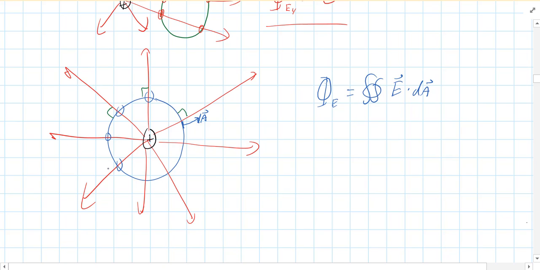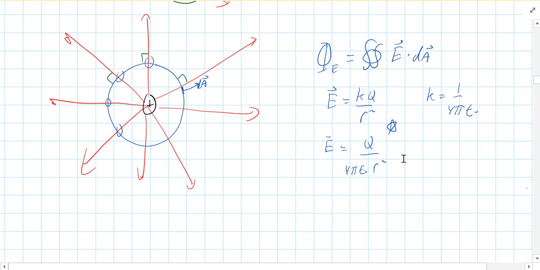So what is that field strength? For a point charge, E is equal to kQ over r squared. Now I'm going to rewrite that in terms of epsilon naught. You might recall that k equals 1 over 4 pi epsilon naught. So E is equal to Q over 4 pi epsilon naught r squared. These two equations are the same.